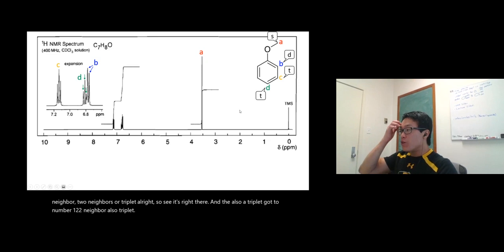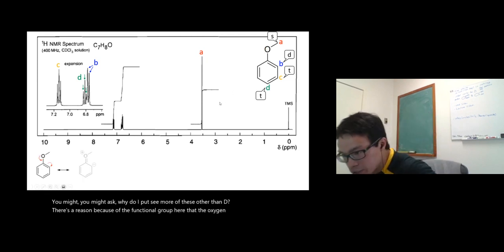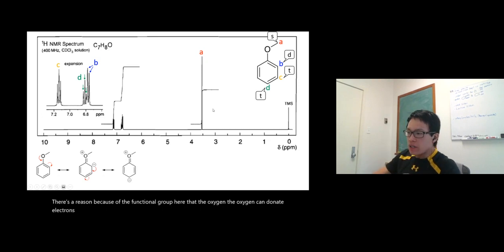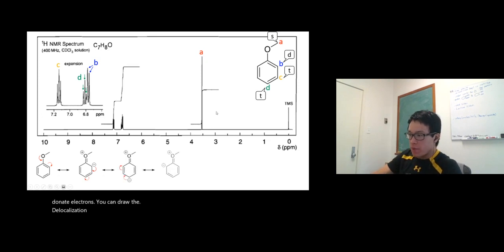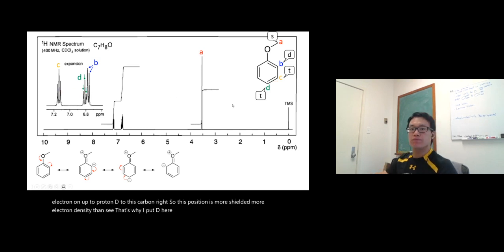Now you might ask, why do I put C more deshielded than D? Here's the reason: because of the functional group up here, the oxygen. The oxygen can donate electrons. You can draw the delocalization resonance structures. You can see that D is more shielded, with high electron density down here. I'm going to guess that because of the oxygen pushing electrons up to proton D on this carbon, this position is more shielded, with more electron density than C. That's why I put D over here, and C is the highest one.